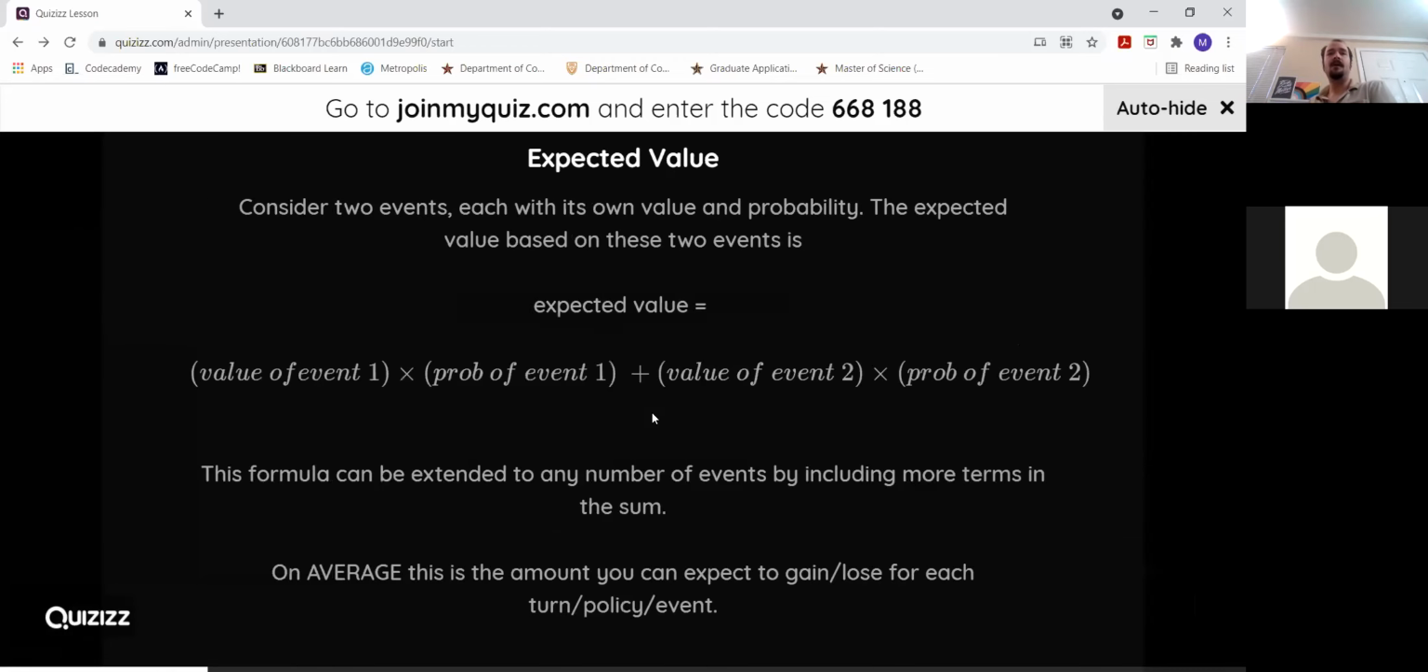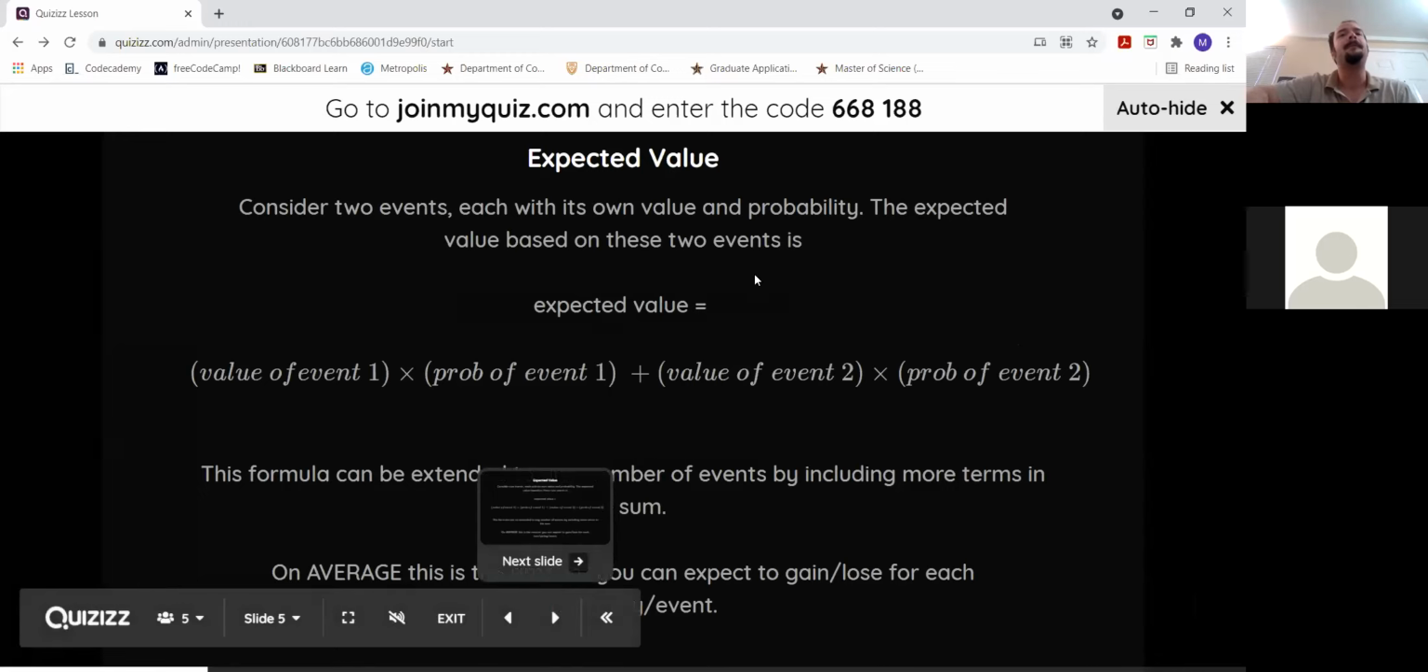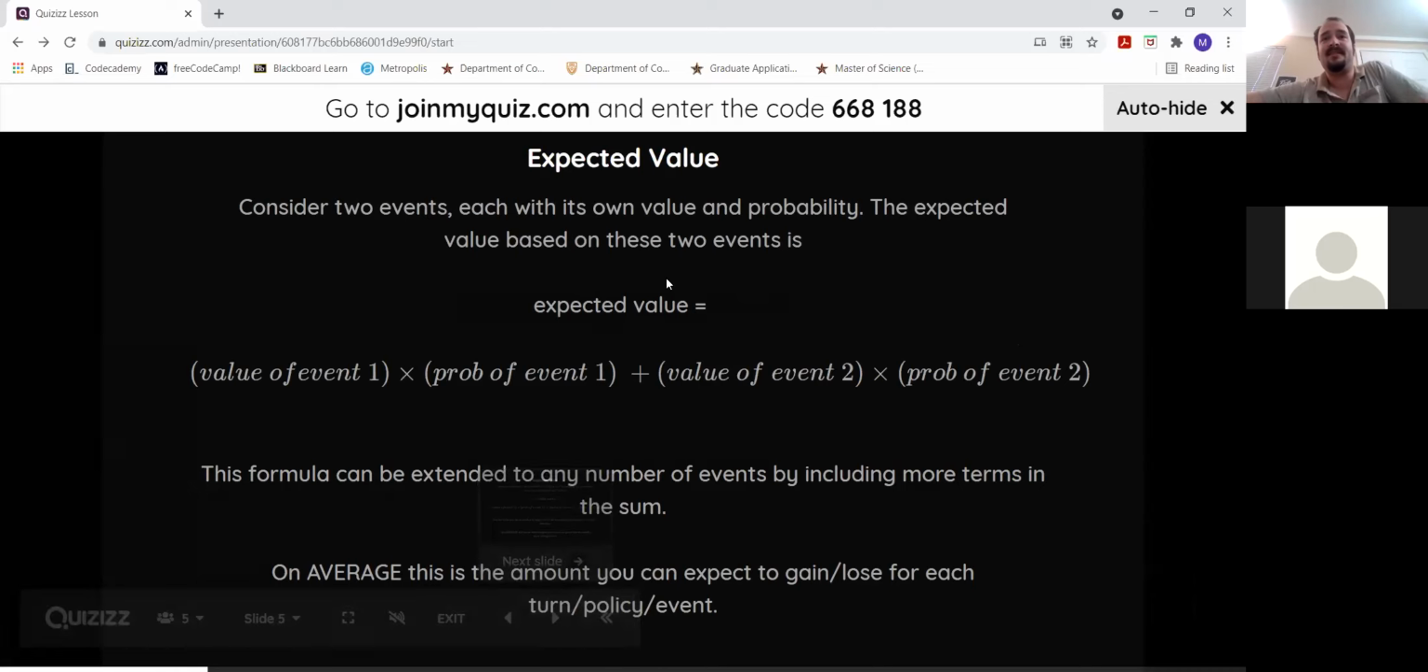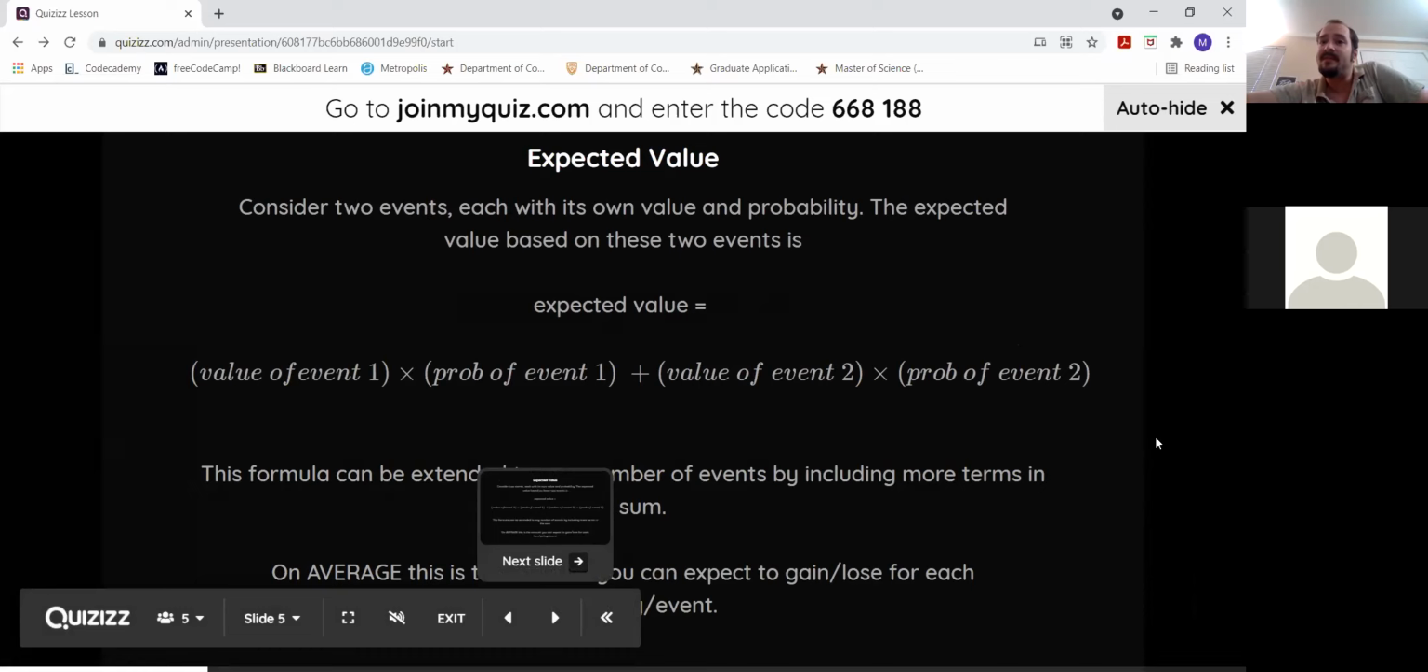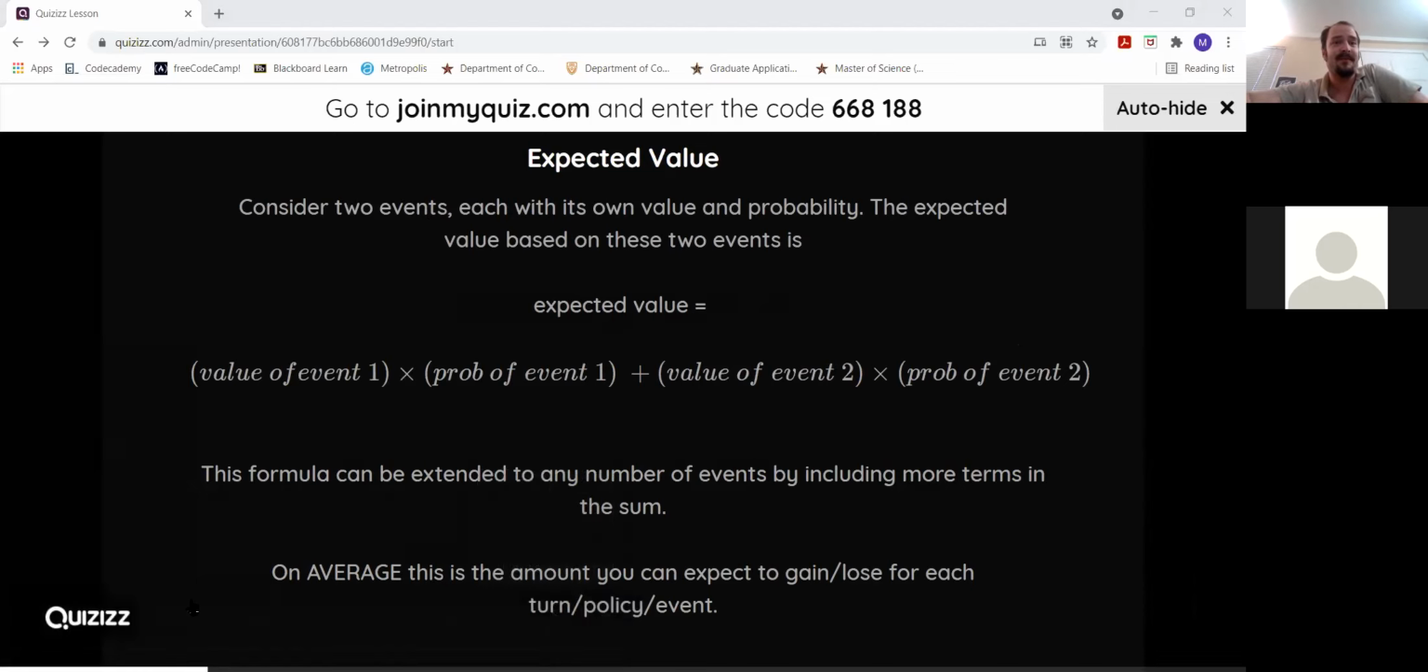Consider the 2 events. So they say consider 2 events, and then right after they say it could be more. They're going to start with 2 events, and this is the way that we find it. We multiply the value of the event times the probability of the event. Each has its own specific value. They are the sum of those 2 events. The formula can be extended to any number of events by including more terms in the sum. I think that's pretty much copy and pasted from the book.